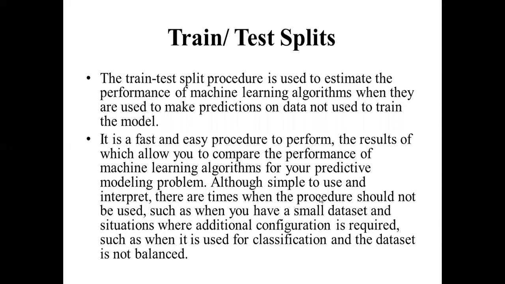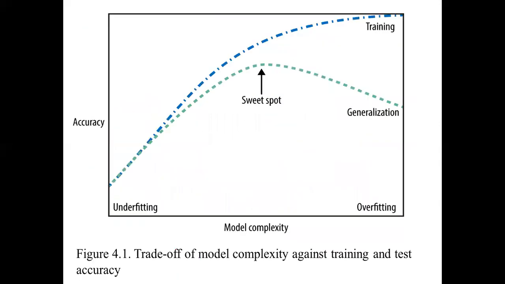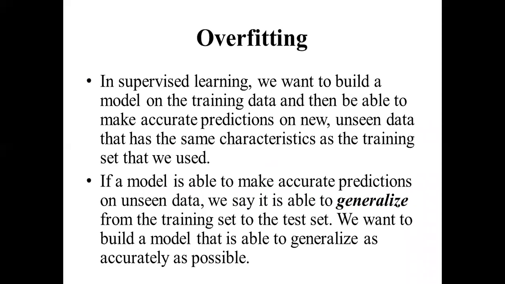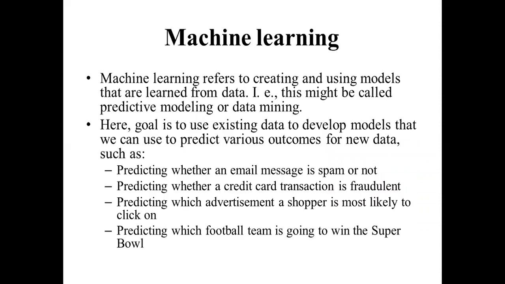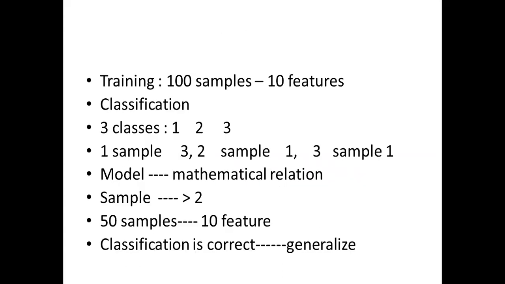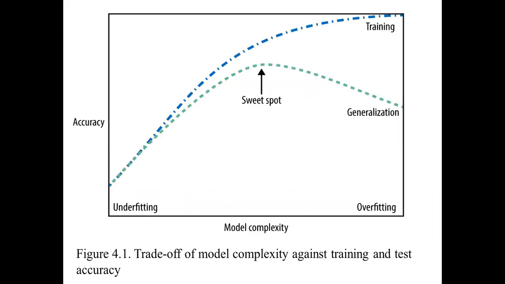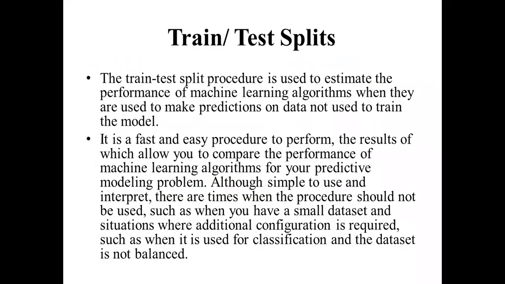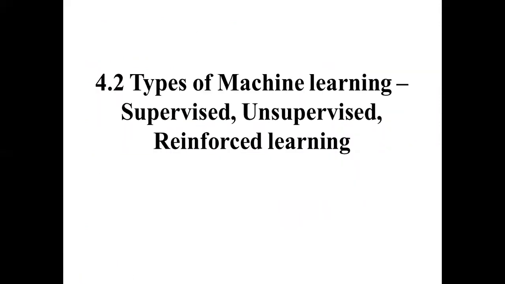Now, what have we learned? We have learned about overfitting, underfitting, and generalization of curves, or we can say the data sets. What is meant by machine learning? It is building a model which establishes a mathematical relation. And we have seen an example of overfitting. Next, what is meant by train and test splits.